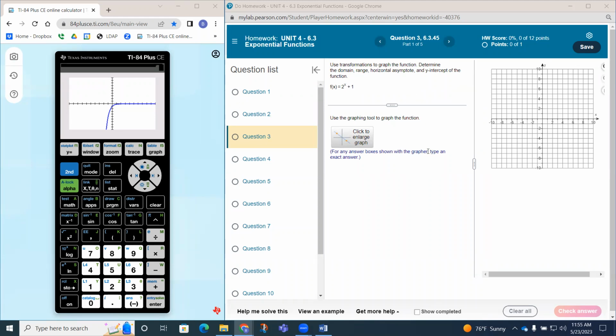Since the parent function is 2^x, what we should pick up on is we have some points. We know (0, 1) is there, but notice how this plus 1 is on the outside, so it should make the graph move vertically up 1. So we have an idea of what an exponential function looks like after question 1. Let's see what we can do here.